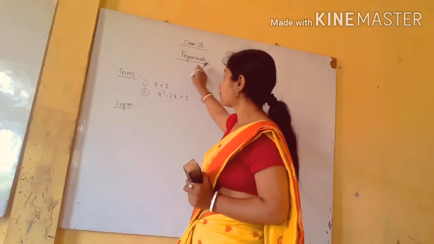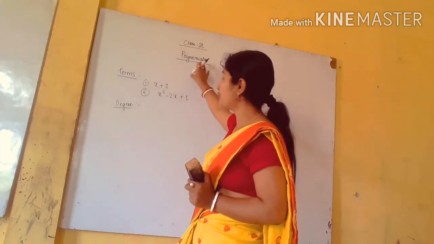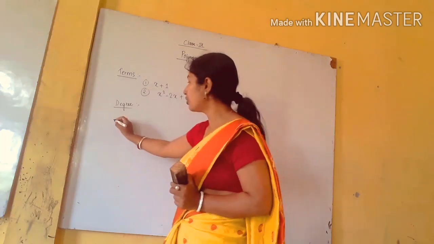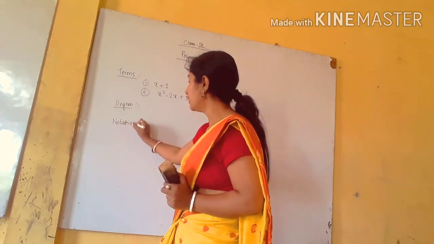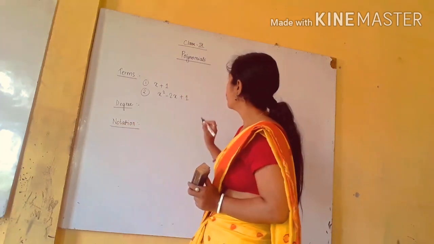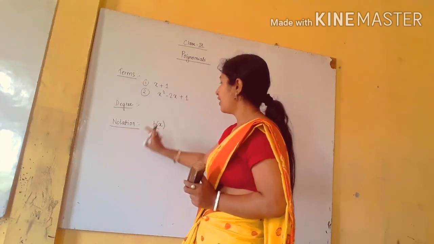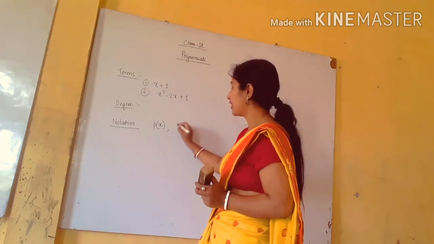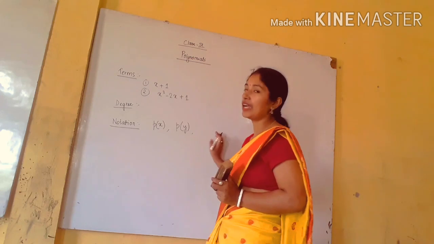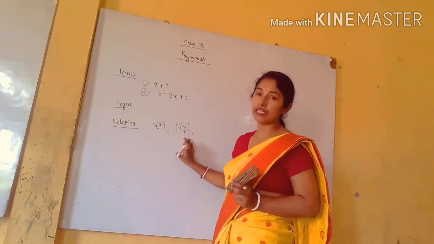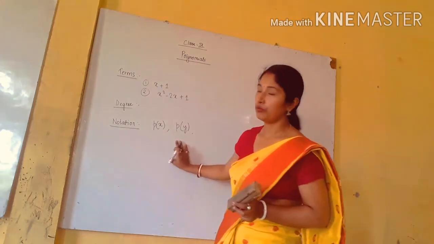Next is how to denote it. What is the notation for a polynomial? We can denote the polynomial as p of x, or we can say p of y, or p of z, meaning you can write any variable in the bracket. So this is the notation of a polynomial.